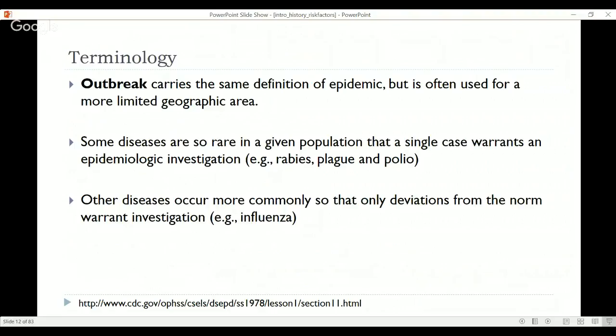Things like rabies, plague, polio. If one case is reported, it's going to be treated as an outbreak. Other diseases, though, occur so commonly that only significant deviations from the norm warrant investigation. So things like influenza, right? We expect a certain baseline level of influenza every year. When you start talking about things like swine flu and bird flu, then you're more likely to see the government get involved and investigate these outbreaks.